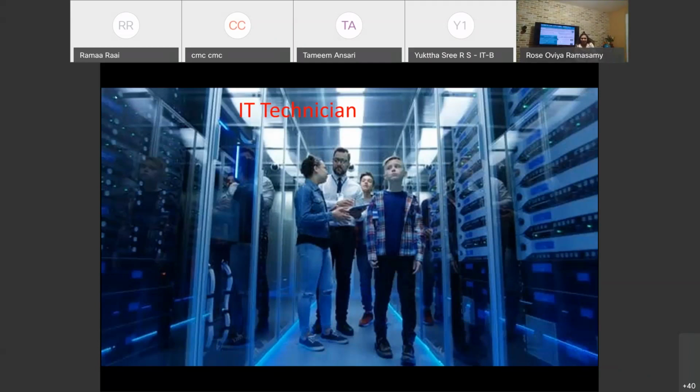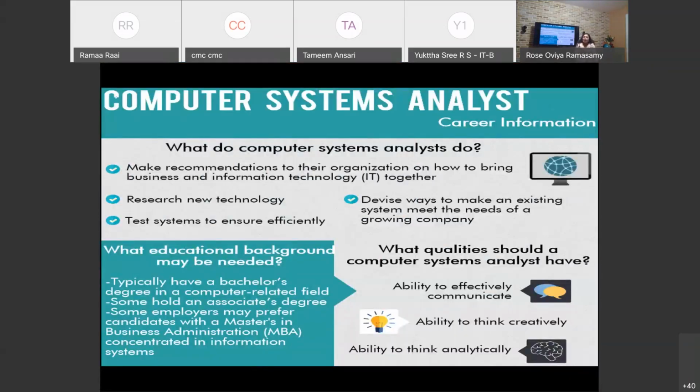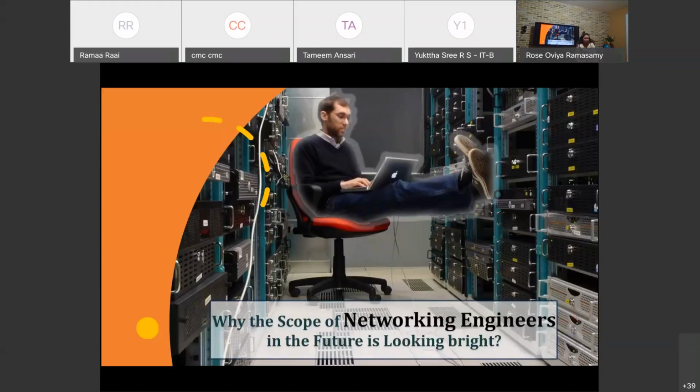Now, let's move on to the analyst. A system analyst usually reviews the design components and uses their knowledge of information technology to solve business problems. Okay. Now, network engineers. Say why the scope of network engineers in the future is looking bright. That's the reason why I chose to put that.